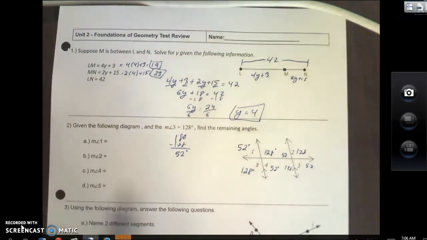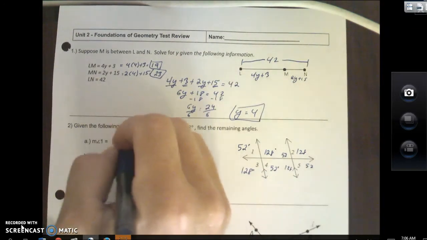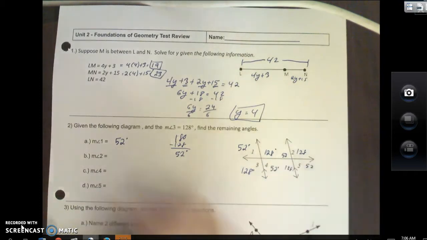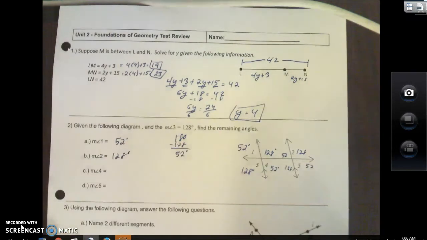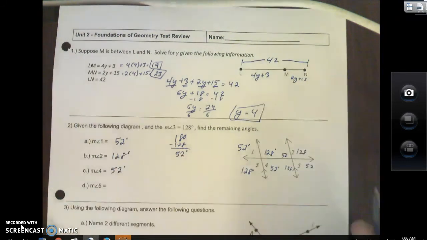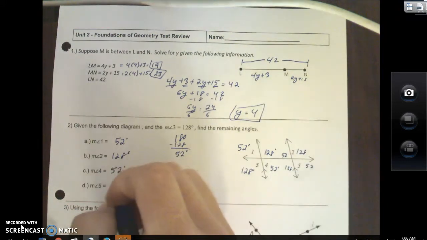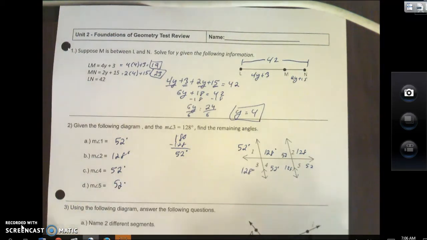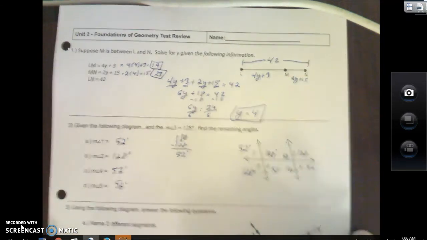And then you can plug stuff right in here. So 1 is 52 degrees. 2 is 128 degrees. 4 is 52 degrees. And then 5 is 52 degrees. Cool. Just the initial setup, making sure you do 180 minus.